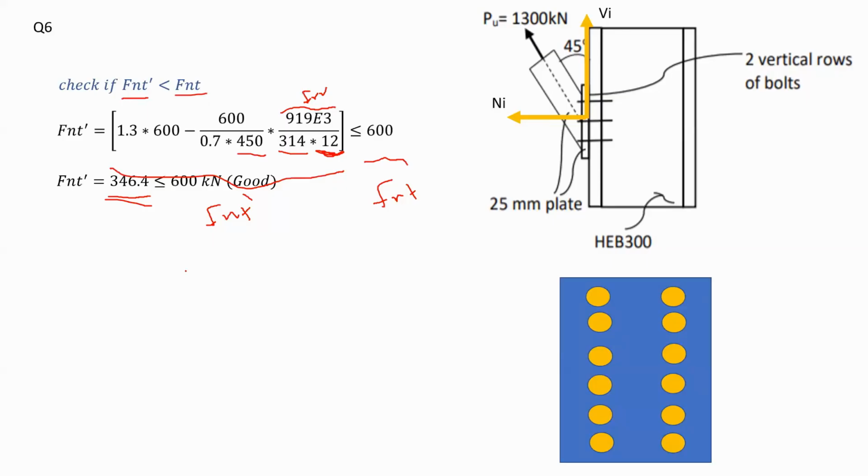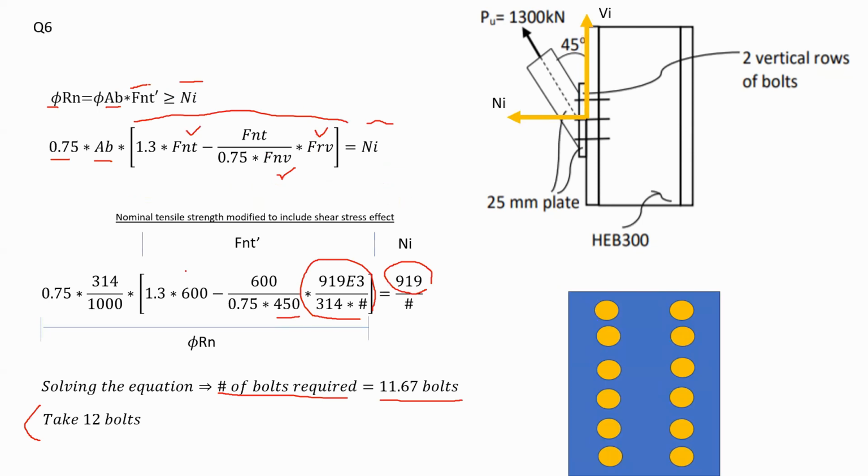Do we have any questions related to this problem? Hocam, if there is 10.67, for example, bolts required, can I say 11 bolts I will use? No, you can't say 11. Even if it's say 10.67, you would pick 12 bolts because we need 2 vertical rows of bolts.